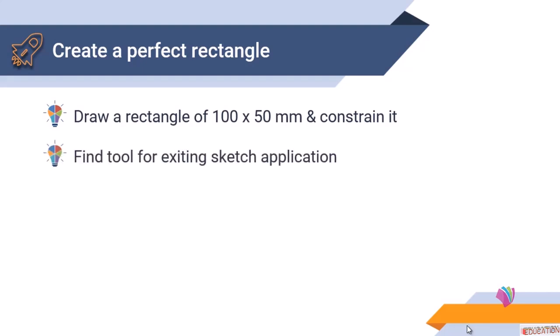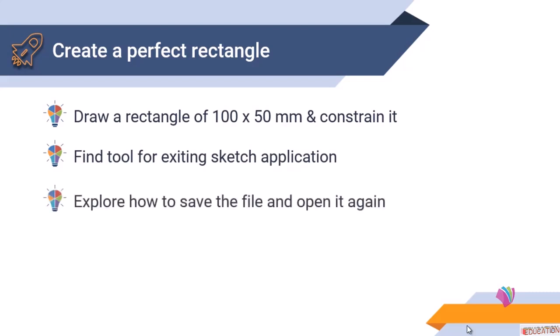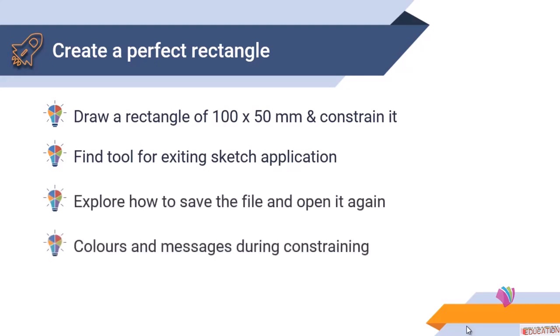And then we are going to find the tool for exiting the sketch application. Once we have completed the rectangle, which is completely constrained, we are going to exit the sketch application. And then we are going to explore how to save the file and open it again. We are going to see some colors and messages that we get during the constraining process. Let us start creating the rectangle in CATIA.